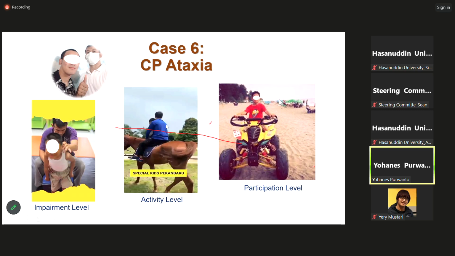We combined it with horse therapy, the riding therapy or hippotherapy. And then finally, now he is able to ride an ATV, and he is able to participate in school. So I suggest that PT intervention should not only solve the impairment level, and not only the activity level, but we need to train children with cerebral palsy at the participation level.